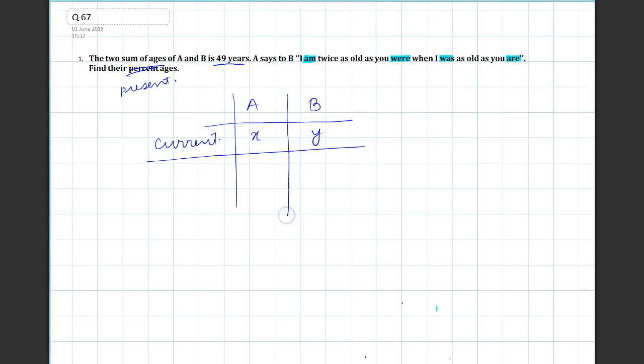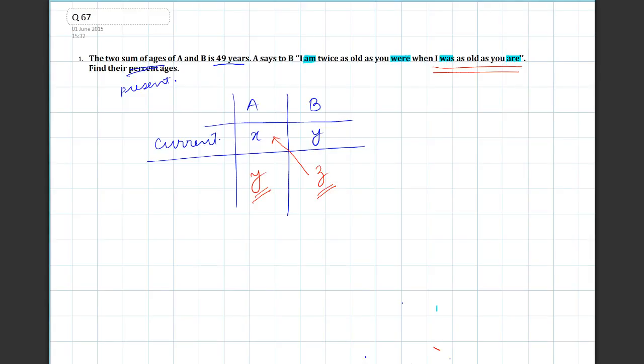So it says, I am twice as old as you were when I was as old as you are. When I was as old as you are, that is, A was Y years old, and now the current age of A is whatever was the age of B, let's call it Z, when A was as old as B is. Right, so the age of A is Y years, and let's say the age of B is Z years.